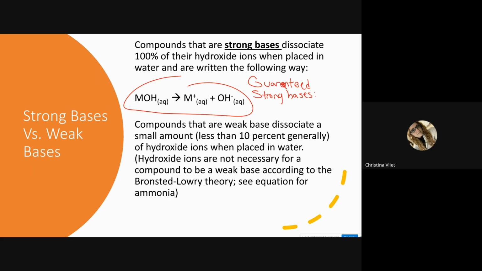It was sodium hydroxide. It is the group 1 hydroxide. Meaning that if you put any group 1 metal with OH minus, it will always dissociate 100%. So if I want to do a lab and I want to make sure that I have all my bases transferring into water for your titrations lab next week, guess what I'm going to do? I'm going to pick a group 1A metal with an OH minus.